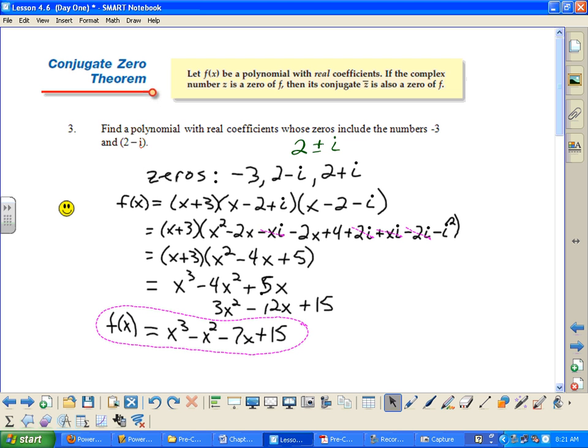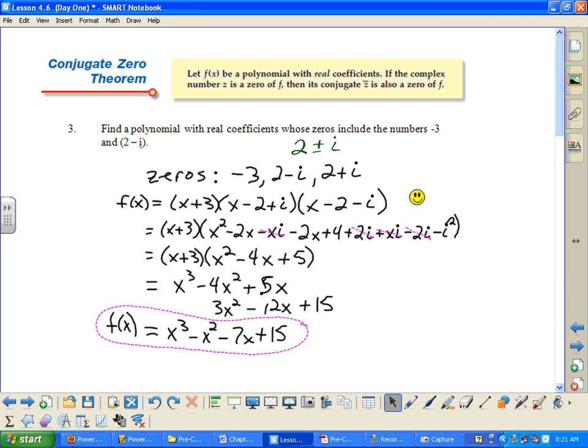Now when you multiply them, always multiply the two that have i's in them together first, because you want to get rid of the i's. And the thing is that when you multiply them, it is the difference of two squares. So that gets rid of all the middle terms, basically.